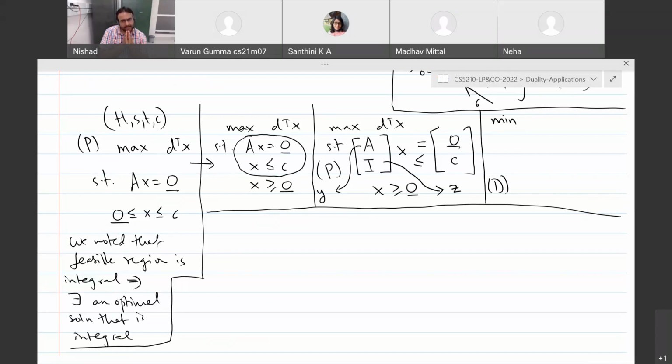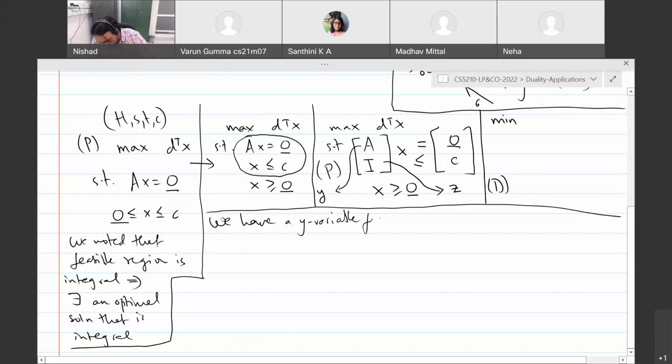Remember, the matrix A is the vertex arc incidence matrix, and we remove 2 rows. So how many Y variables do we have? Number of vertices minus 2. Yes, exactly. So we have a Y variable for each vertex except for S and T.